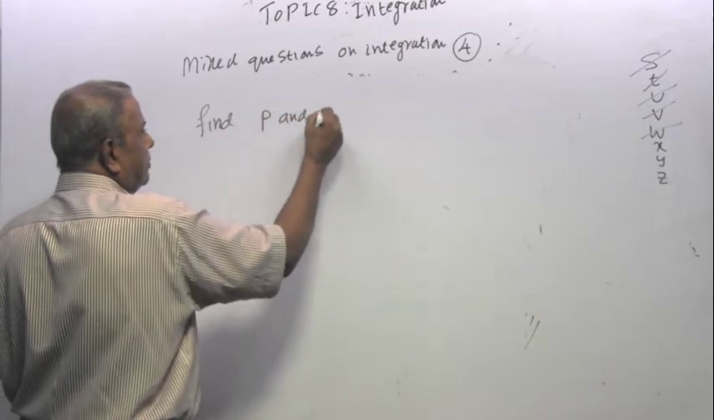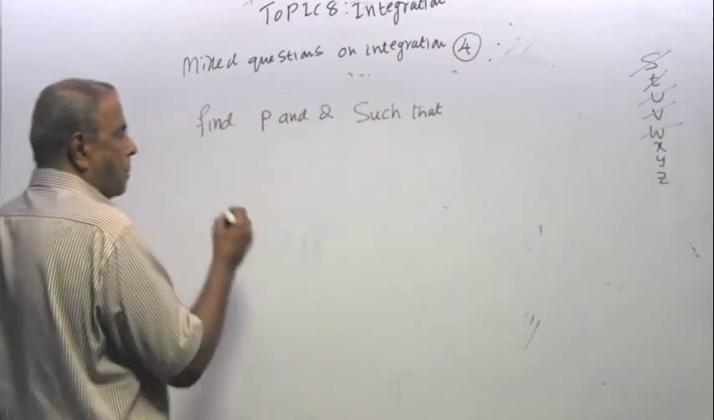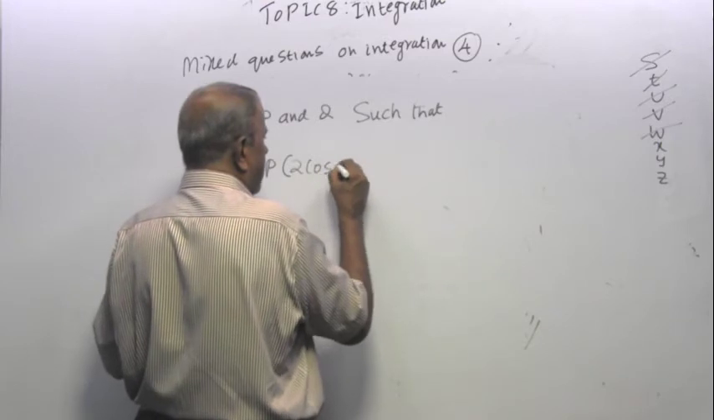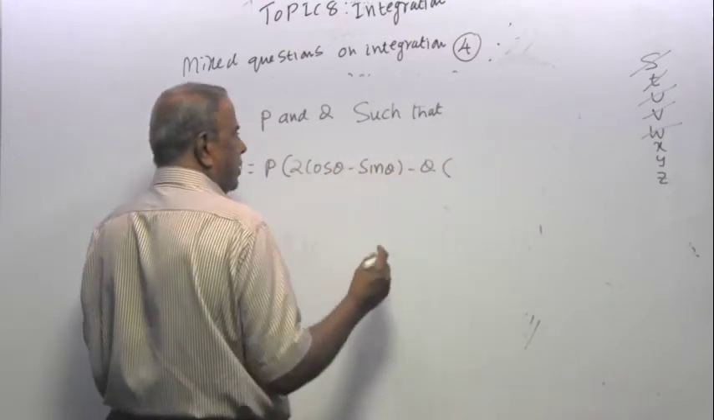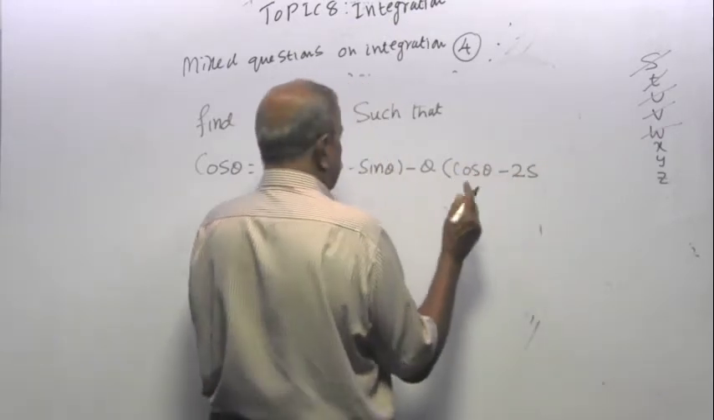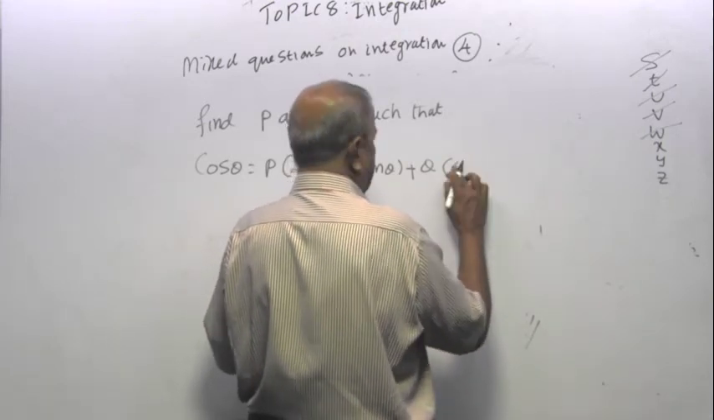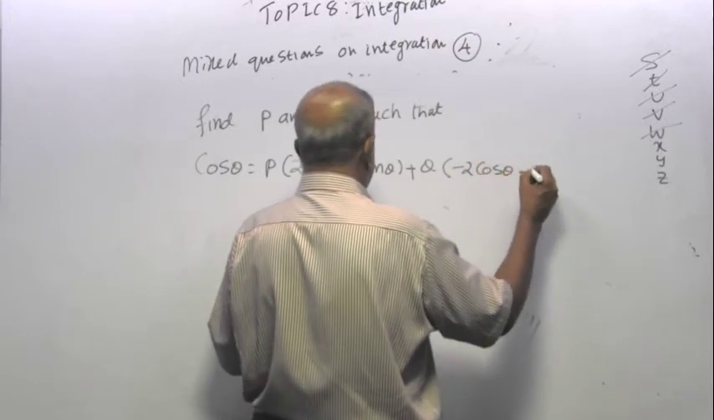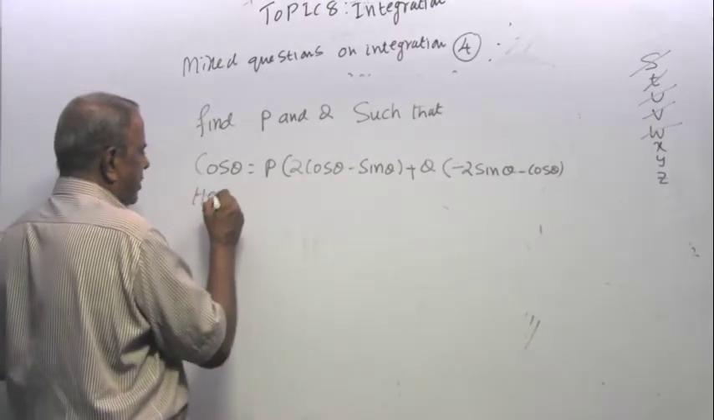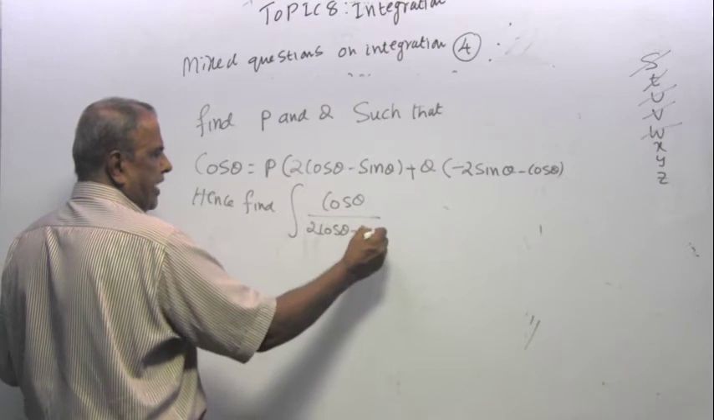Find P and Q such that cos theta equals P times (2 cos theta minus sin theta) plus Q times (minus 2 sin theta minus cos theta). Hence, find the integral of cos theta over (2 cos theta minus sin theta) d theta.